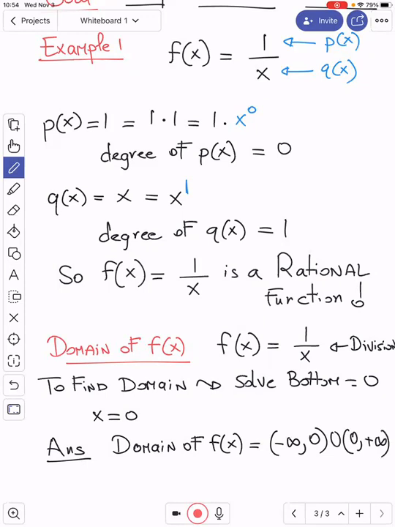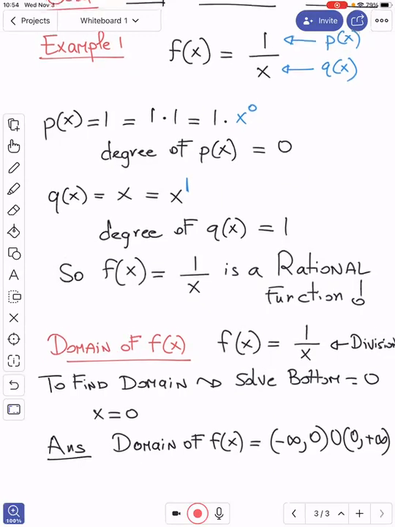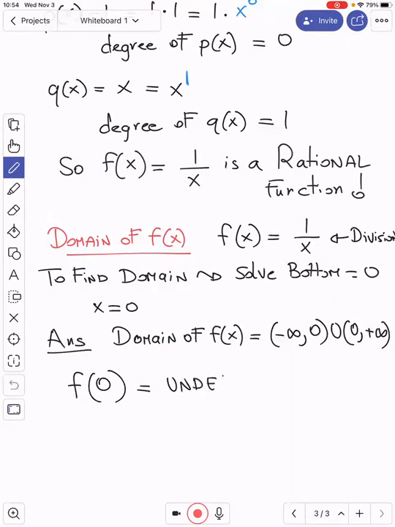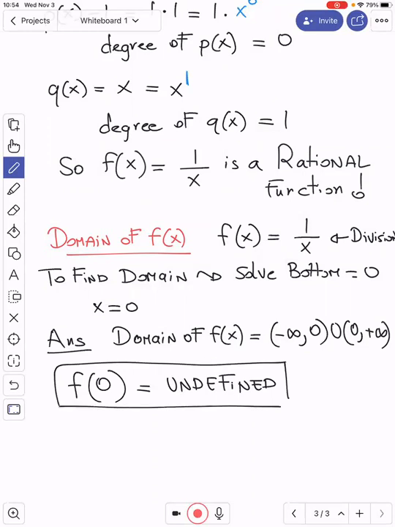Okay. Now, what does it really mean that we exclude the 0? It means that f of 0 is undefined. Because 0 is not in the domain of f, right? We had to exclude 0 from the domain of f. So the output corresponding to 0 is undefined. So 0 has no output. All right, that's what we mean by excluding 0 from the domain. It means that f of 0 is actually undefined.